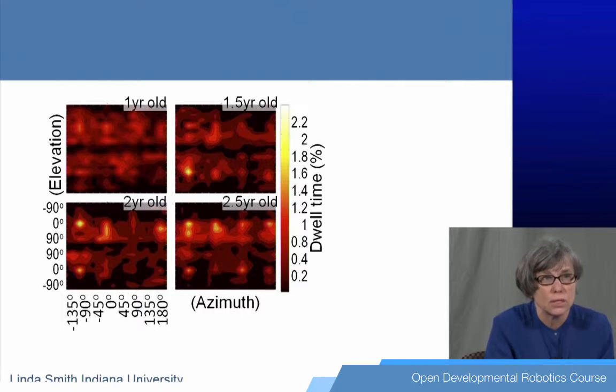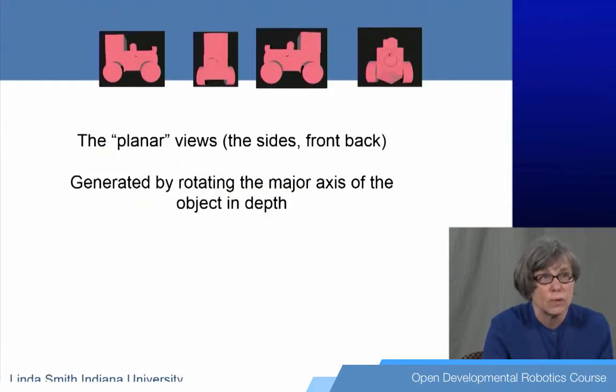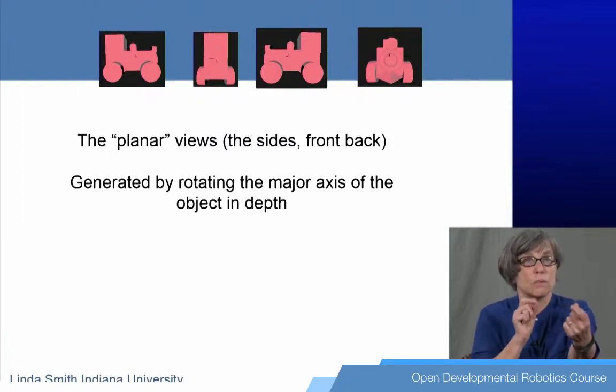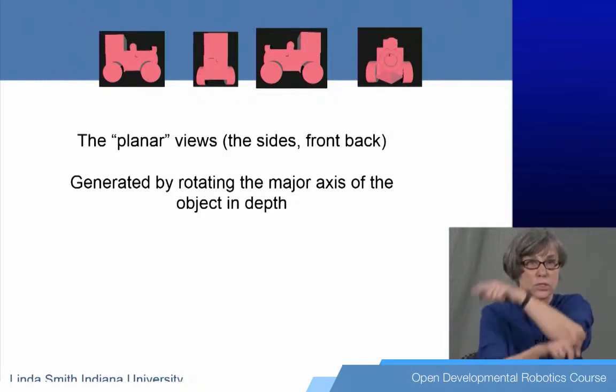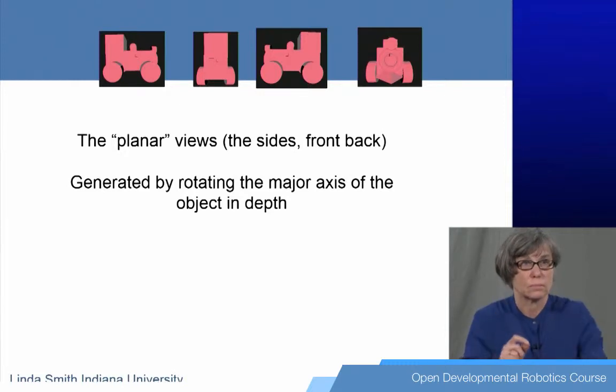So what are the views that adults show themselves and that babies are sort of showing themselves? Okay. What they're showing themselves are the planar views of the objects. The planar views are the views in which the axis of elongation is perpendicular or parallel to the line of sight. And adults are biased to show themselves the planar views. And they're also biased to show themselves the planar views in which the major axis, the longest axis, rotates in depth. Okay, so not this way, but that way. All right.